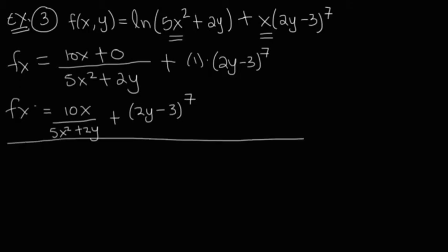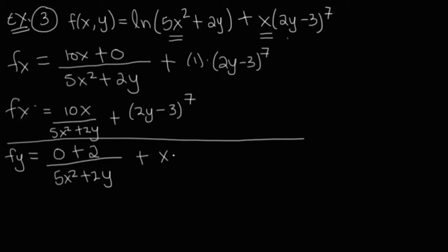Okay, similarly on the same page, we're going to do fy, the partial with respect to y. So now the derivative of ln, again, the bottom is going to be the same because you're just taking the original inner function, whatever's inside of the ln. And then at the top, you're doing the derivative of the inside. Well, the 5x squared is a constant, not being multiplied by anything with y, so that becomes a 0. And then the 2y, the derivative of that is 2. Okay, plus, and now in the second part, the x is a constant times the function with respect to y, so we're going to leave the x where it is.